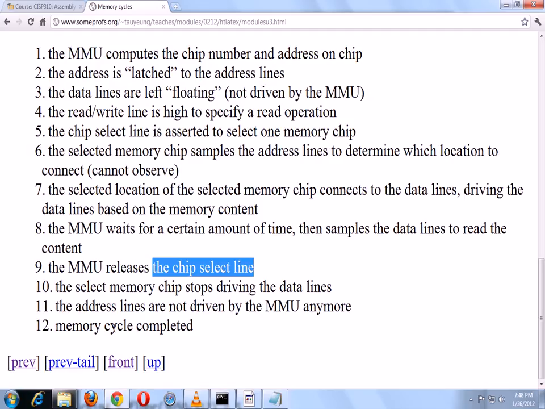What tells the memory chip to get the data? When you assert the chip select line. Oh, okay. So in the read cycle, and then it does chip select, that's when it goes to get it.